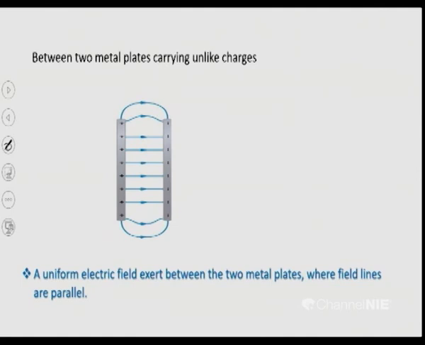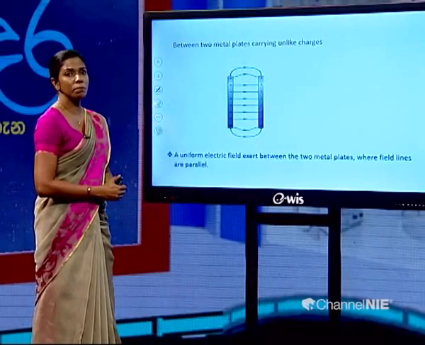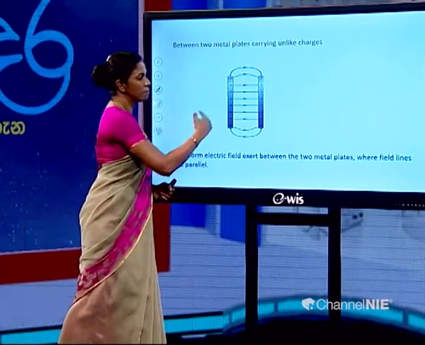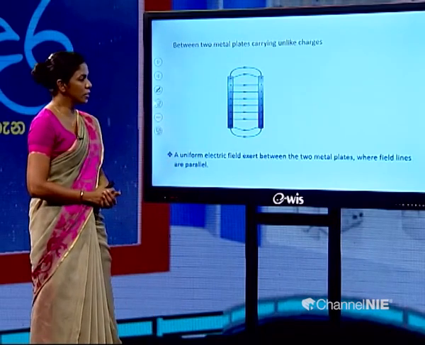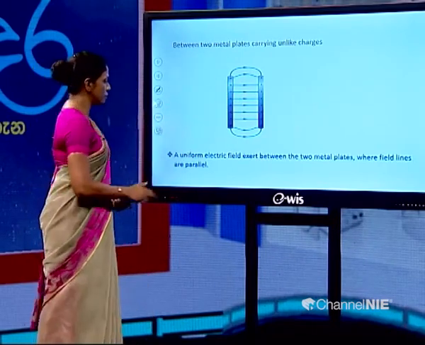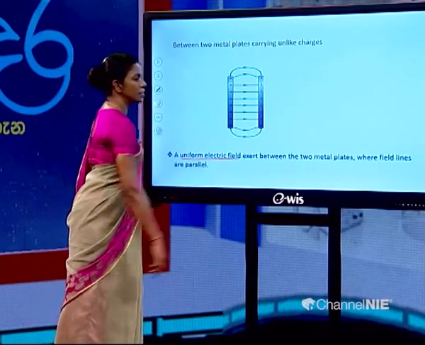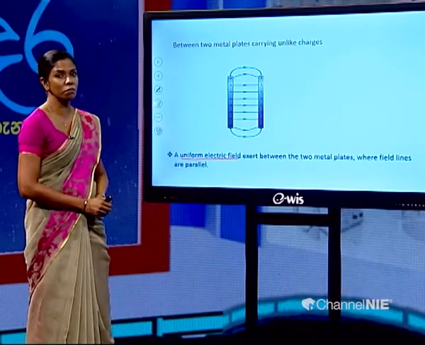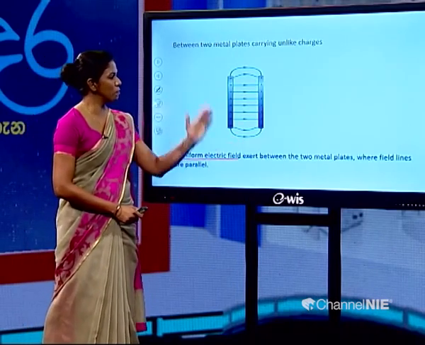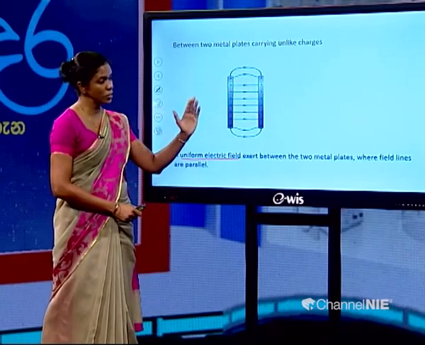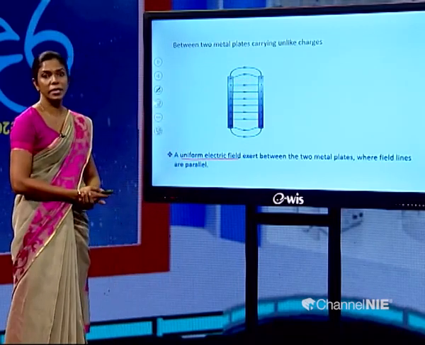If you think of the flux density, the number of lines passing through unit area at any point, it is the same. So, we say the flux density at any point is the same. Such an electric field is referred to as a uniform electric field, where the field intensity does not vary with the distance. So, between two infinitely large plates, when they are oppositely charged, a uniform electric field builds up.